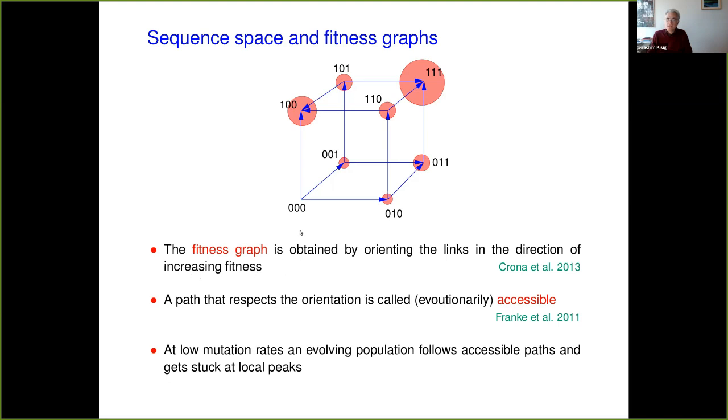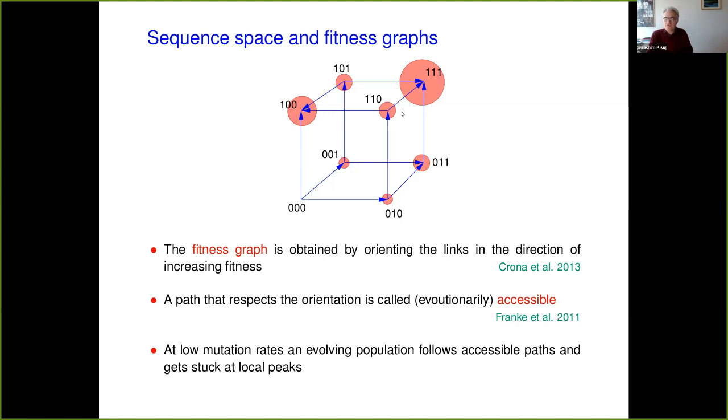So I will not be saying very much about evolutionary dynamics, but very roughly you can think about a dynamical process following these arrows. And this implies that the fitness increases monotonically along the path. Such a path we call accessible. And this, of course, entails a possibility that a population can get stuck, for example, in this peak rather than going to the highest fitness peak, which is over here.